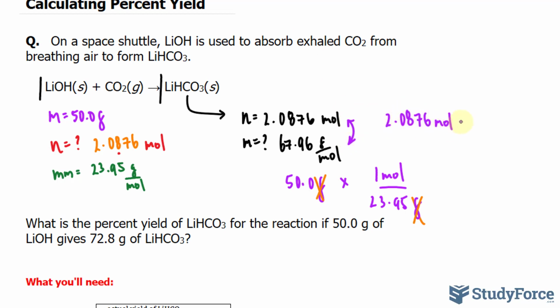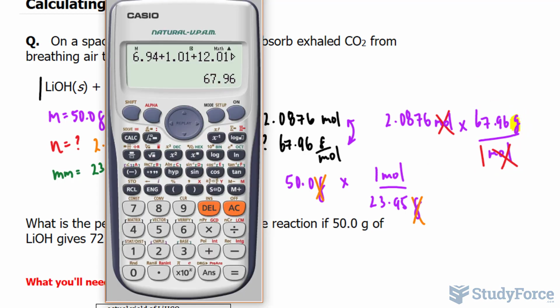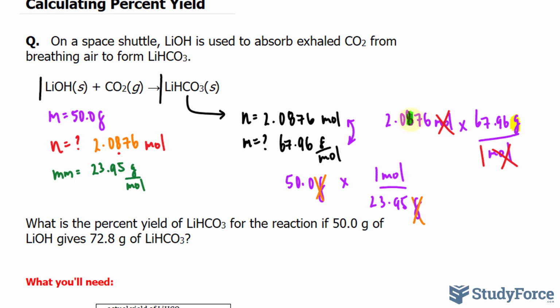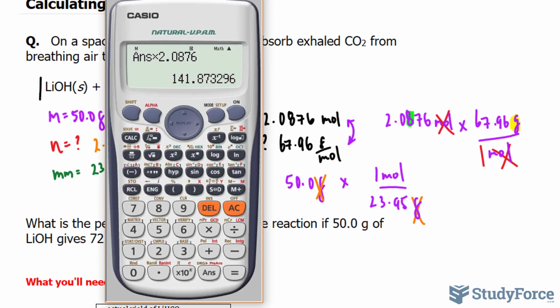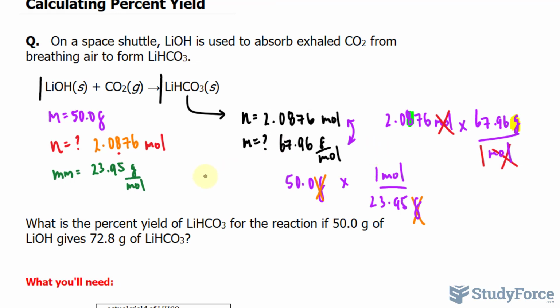If I multiply these two numbers together, look what happens. 2.0876 moles times 67.96 grams per mole. The mole unit will cancel out, leaving us with the amount of grams, which is the mass. So the number on our screen times 2.0876, and we end up with 141.87. We need this to 3 significant figures because remember, this number was 3 significant figures. We end up with 142. So the mass is 142 grams.